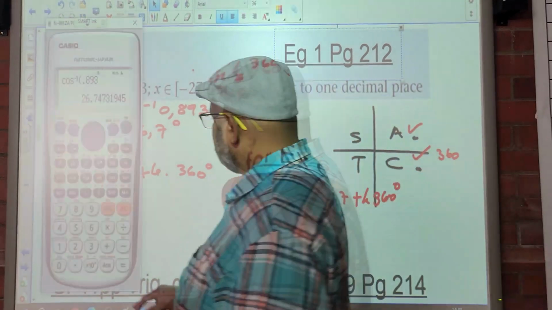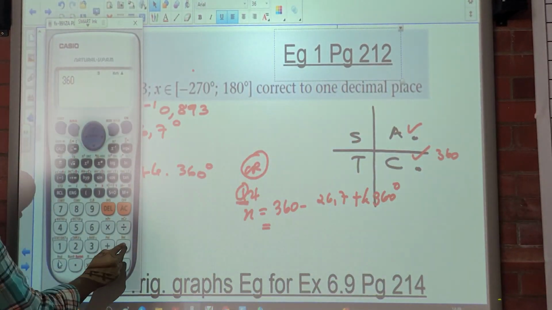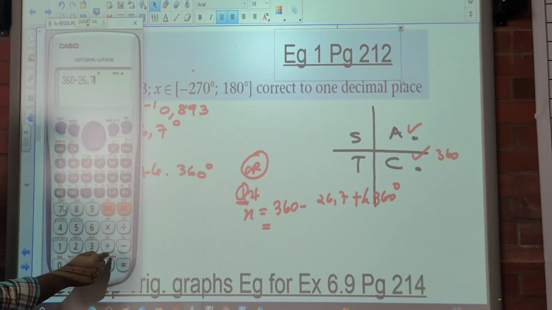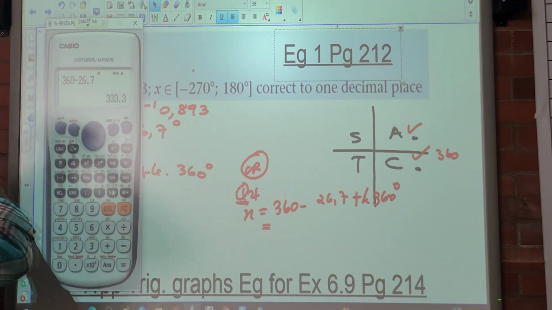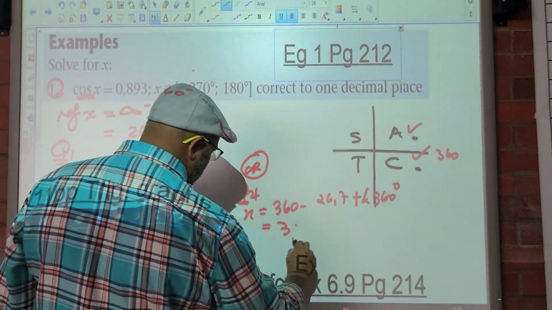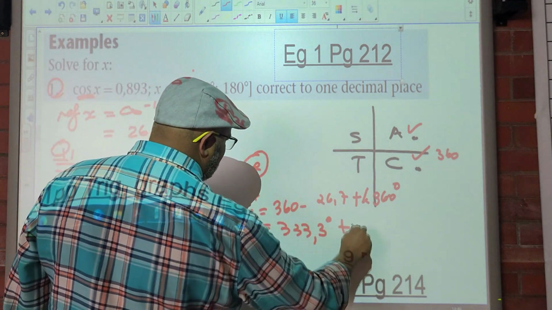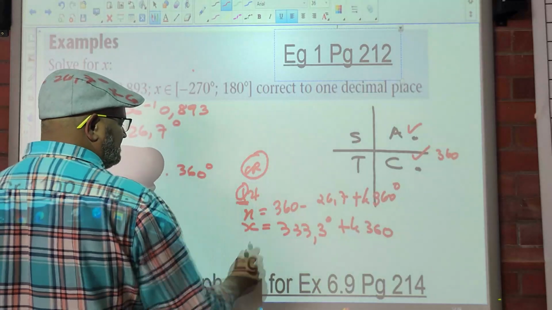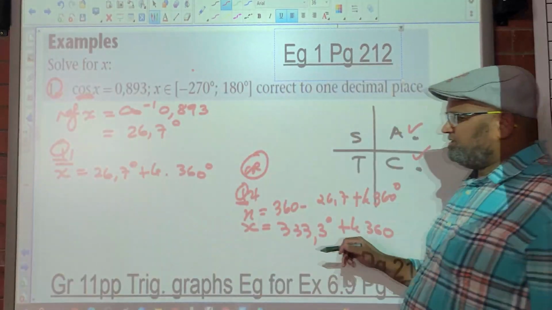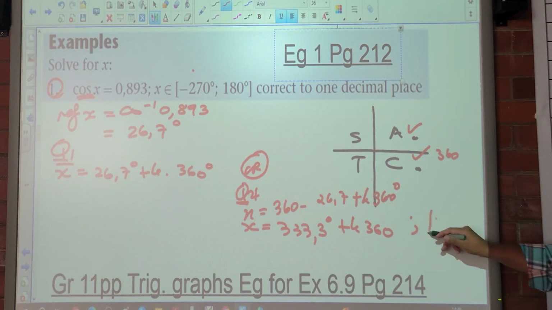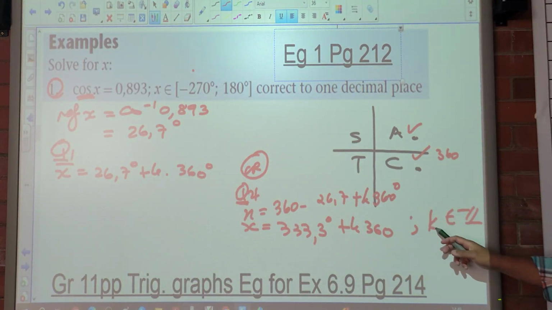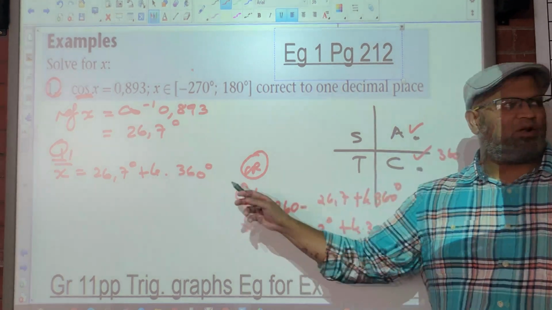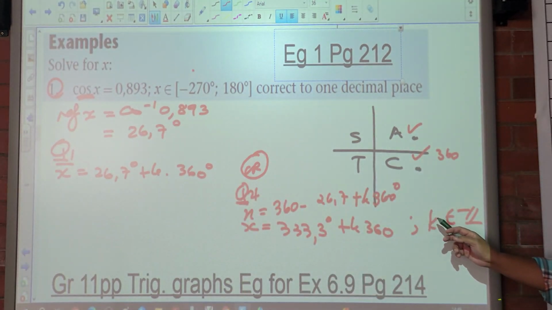So you put in a calculator: 360 degrees minus 26,7 gives us 333,3 plus k times 360. For those of you wondering why I'm not adding them, it's unlike the previous case. And here, what must we not forget? That k is an element of integers. By saying it once, it suffices for both branches. It's enough for both branches.